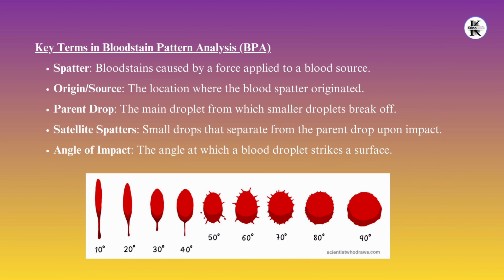Now, before moving further, let's understand some key terms used in blood pattern analysis. First, spatter. It refers to bloodstains produced when a force is applied to a blood source. Origin or source is the location where blood spatter began. A parent drop is the main blood droplet that strikes a surface. Satellite spatters are smaller droplets that break off from the parent drop upon impact. The angle of impact is the angle at which a blood droplet strikes a surface.